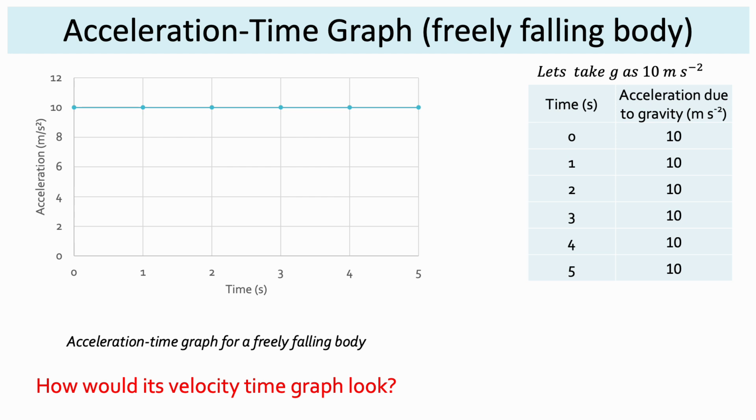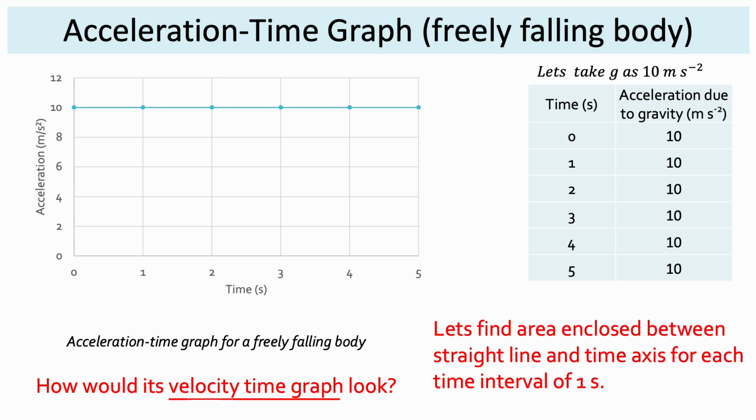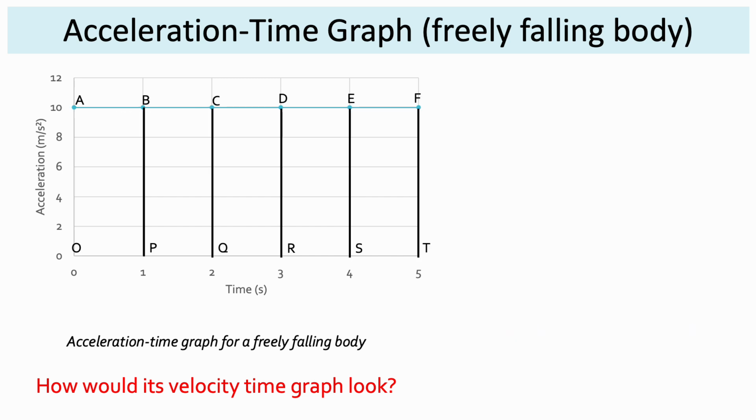This is the acceleration time graph. I want the velocity time graph of a freely falling body. So for that I'll be finding areas enclosed between the straight line and the time axis for each time interval of 1 second. So I will draw lines. I'll find the area of this rectangle. Then I will find the area of this entire rectangle and so on. Okay, let me explain this to you in the following slide.